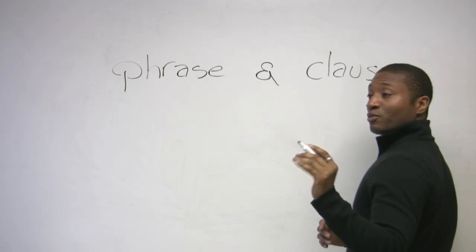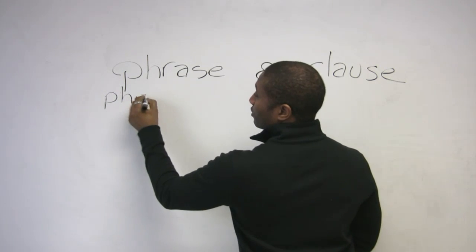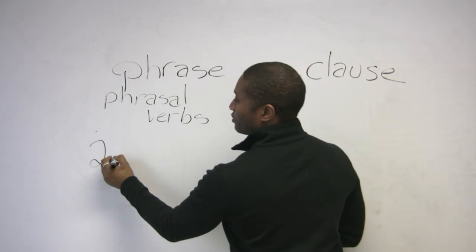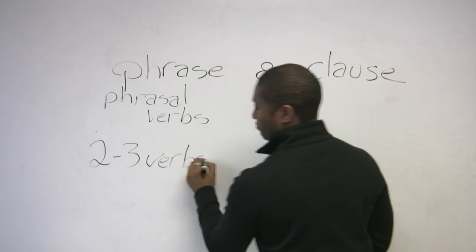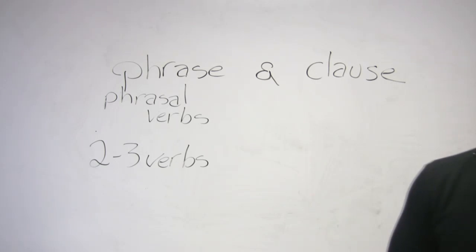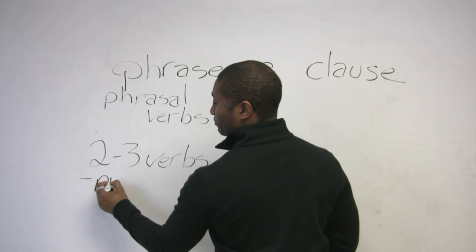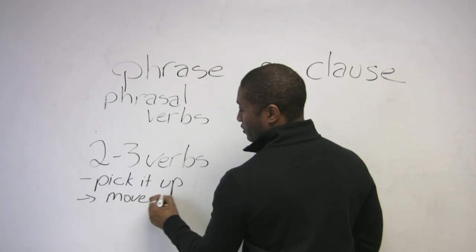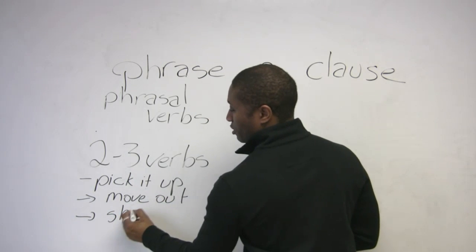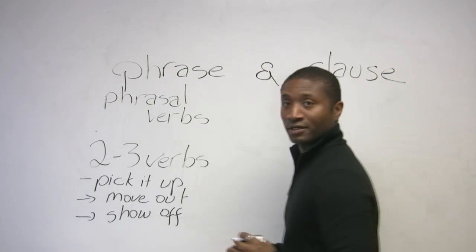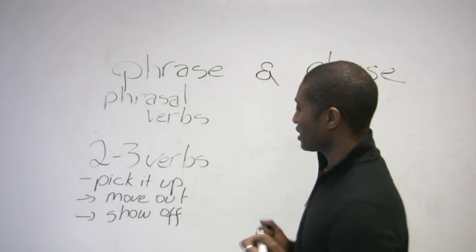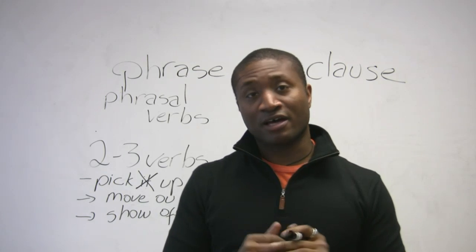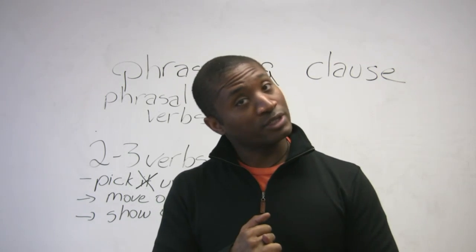So, phrase. Well, one common phrase people know are phrasal verbs. These tend to be 2 to 3 word verbs. Okay? So you've got a 2 to 3 word verb, and you might say, for instance, pick it up. Or, more commonly, move out. Show off. Okay? Now, let's just say I said pick up instead, okay? You'll notice something. We have a preposition plus a verb, but there are no subjects.